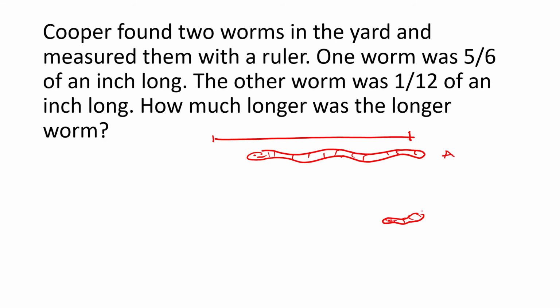It's a bit fatter than the first worm, but it's small. And this is worm B. So first of all, which worm is the longer worm? It's the first worm. And then the second worm is worm B, which is 1/12.